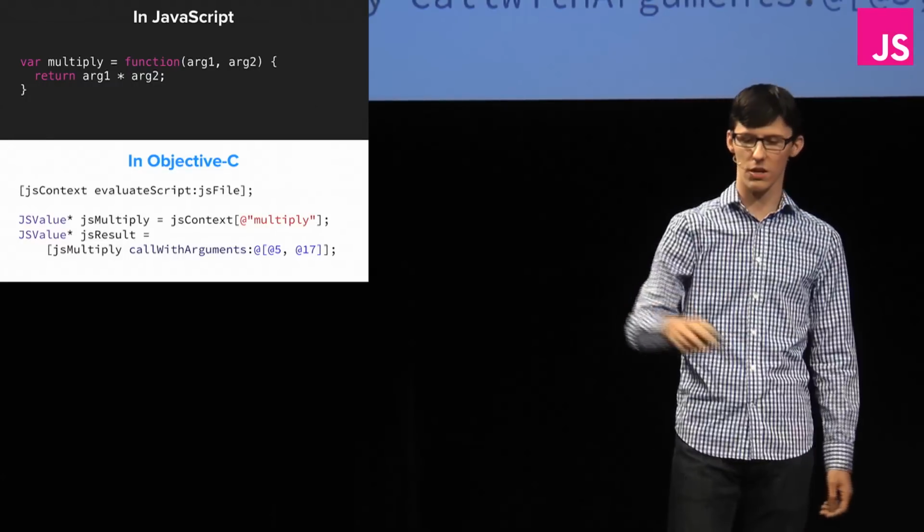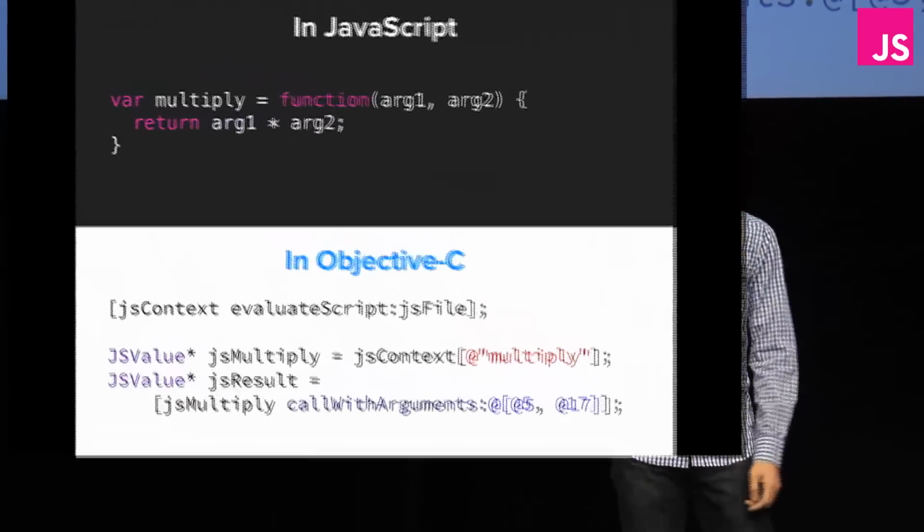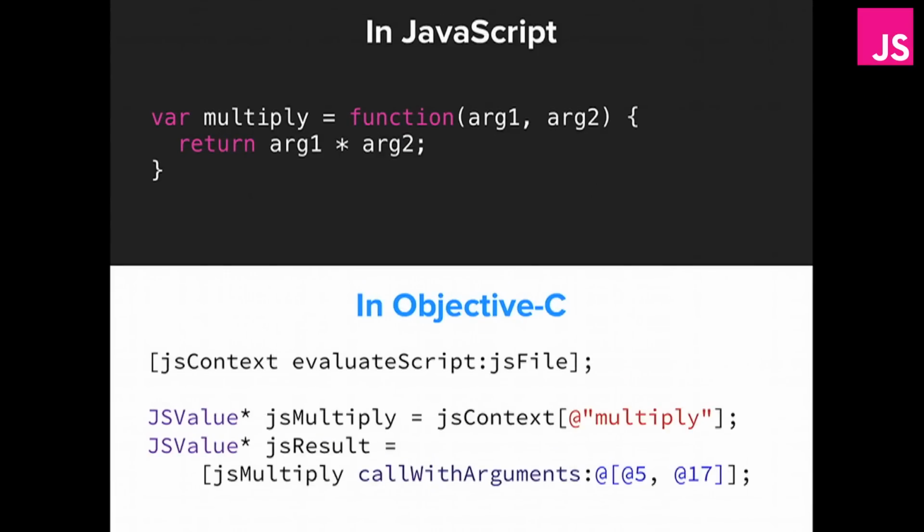So we use this thing called JSContext. I've instantiated one here. I evaluate the script, and then I can reach into that JavaScript context and pull out the multiply function. Once you have a handle on it in Objective-C, you can call it using this call with arguments thing. If you're not familiar with Objective-C syntax, this crazy basket of @ signs and square brackets in the bottom right corner is passing arguments into this JavaScript function.